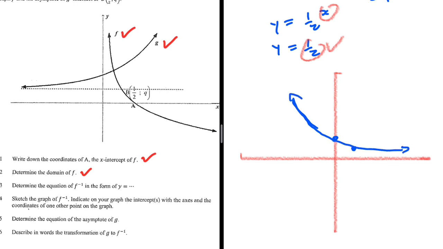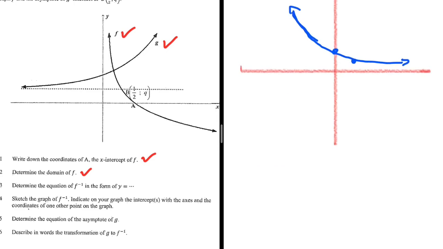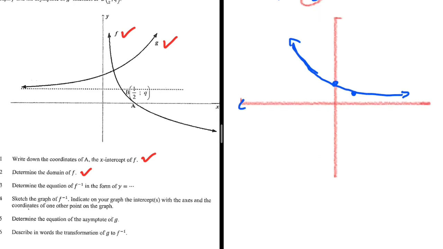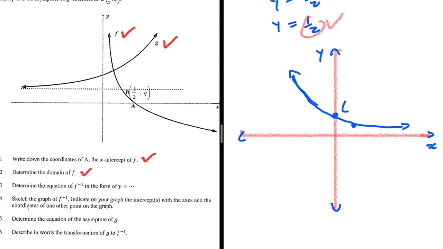We know that a half to the power x cannot be negative, so we cannot go over that line. We need to stay above it. So there we go. That is the sketch of f inverse. Okay, let's just be a bit formal. This is x and this is y. This right here is the y-intercept, so (0, 1), and this right here is the other point, (1, a half). Right, looks more clean.